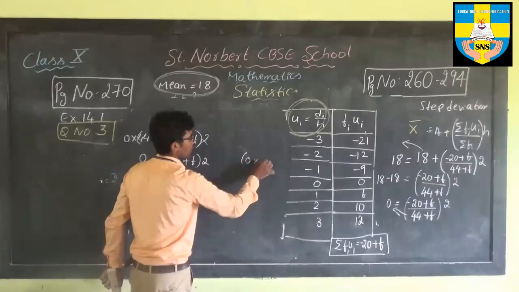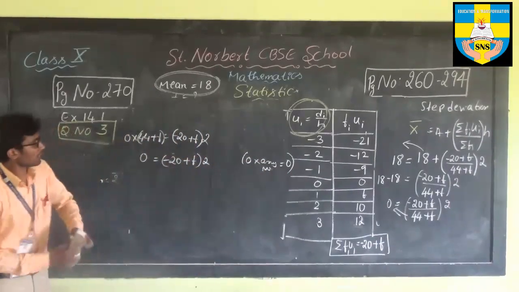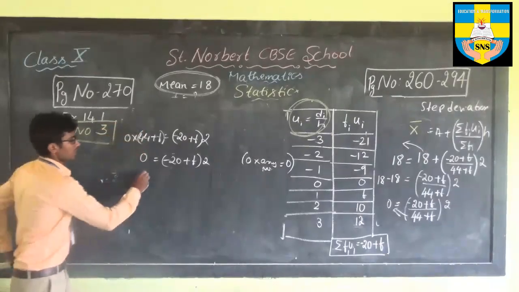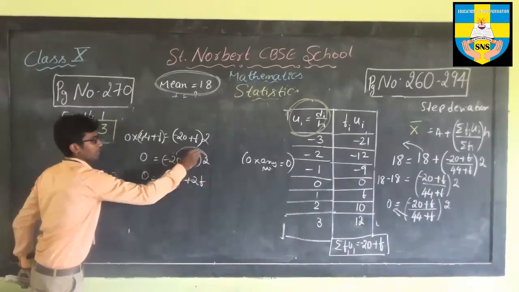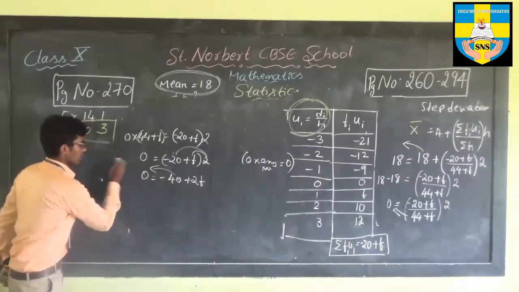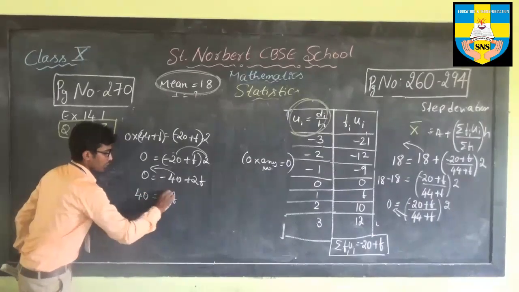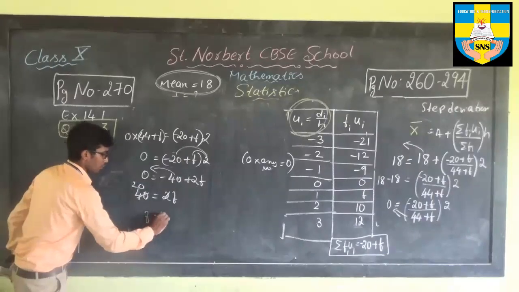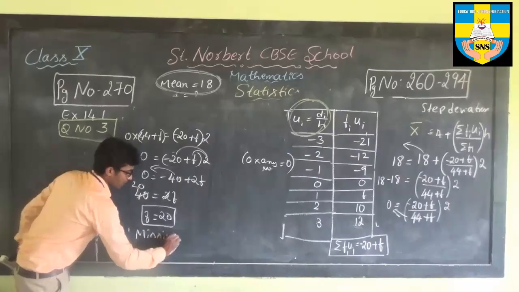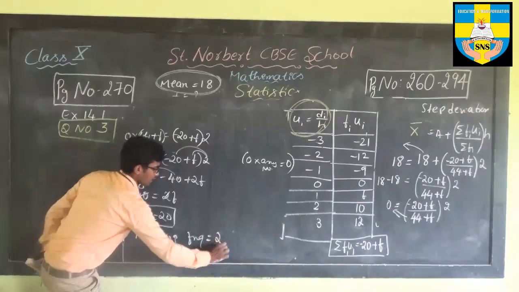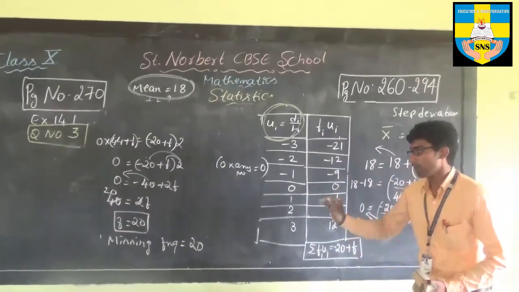If you want 0 into any number, remember this: any number into 0 is equal to 0. I'm using that concept. Afterwards, 0 is equal to minus 40 plus, remove the bracket, multiply with these two. Then if you bring 40 on this side, 40 is equal to 2F, 2 ones are 2, so F is equal to 20. Therefore, the missing frequency is 20. Answer for question number 3 of exercise 14.1 will be 20.